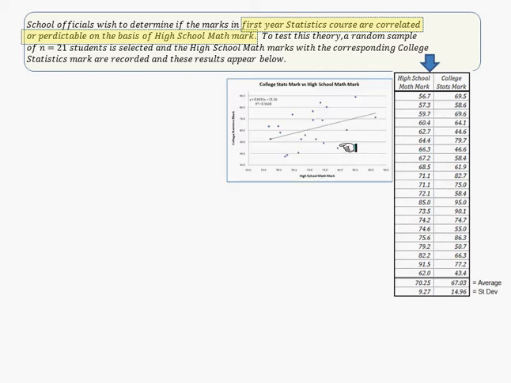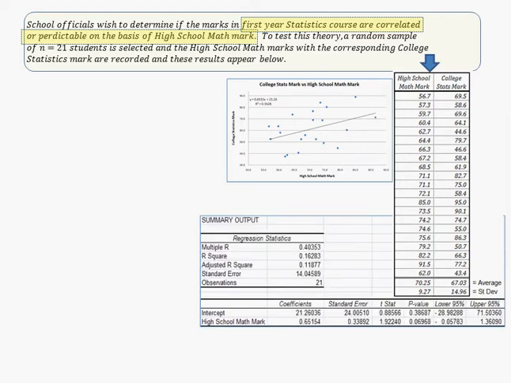Here's the graph of college stats marks versus high school. As you can see, there is an upward trend here, a mild trend, but look at the degree to which those data points fluctuate about the regression line. A very mild form. Here's the Excel output. We're going to focus on that here, and we're going to look at R square, 0.162.